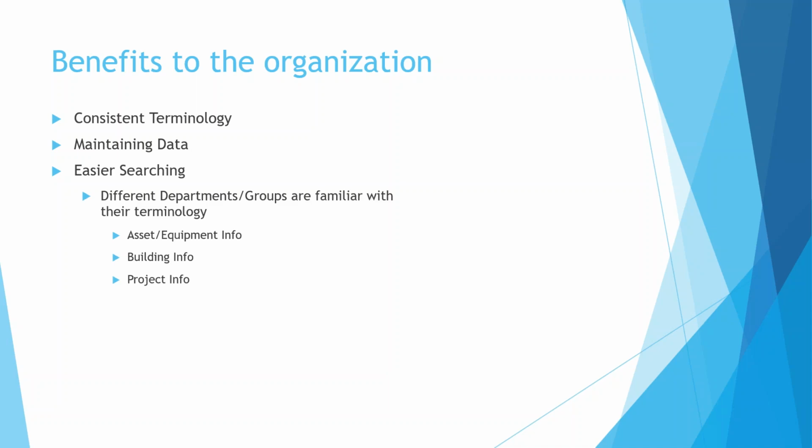Your different departments are familiar with their terminology. So your operations and maintenance folks really are searching for things based on maybe equipment info. They're standing in front of a piece of equipment with their tablet, and they want to find that most recent O&M for that piece of equipment. They can easily type that into the Meridian search and find documents based on that piece of equipment. And they can find them in chronological order, and they can find the latest and greatest info they need.